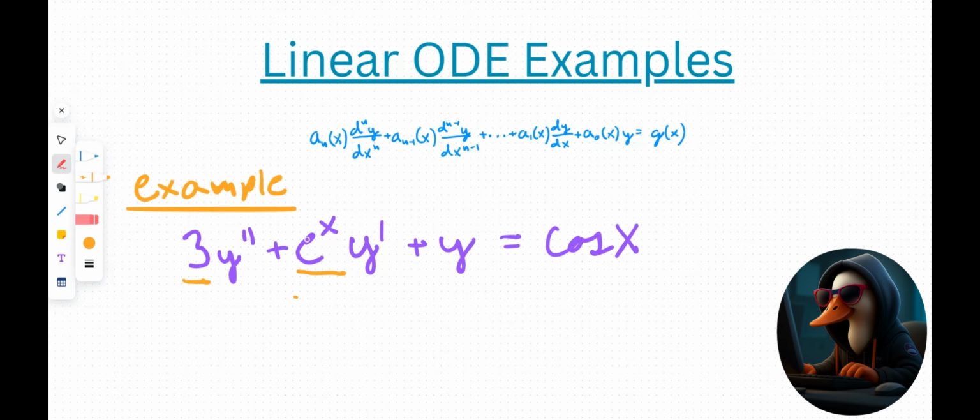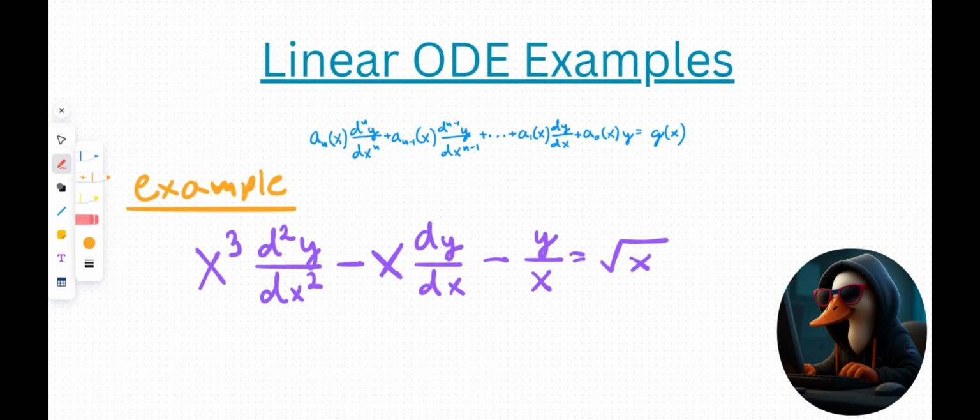Remember, e is an actual number. So e to the x is a pure function of x. In this case, the independent variable is x. So pure function of x for the coefficient, no problem here. We have y, first order derivative of y. And then we have y by itself. And in this case, this implies that we have a coefficient of 1. And then on the right-hand side, we have cosine of x, which is a pure function of x. So no issues here.